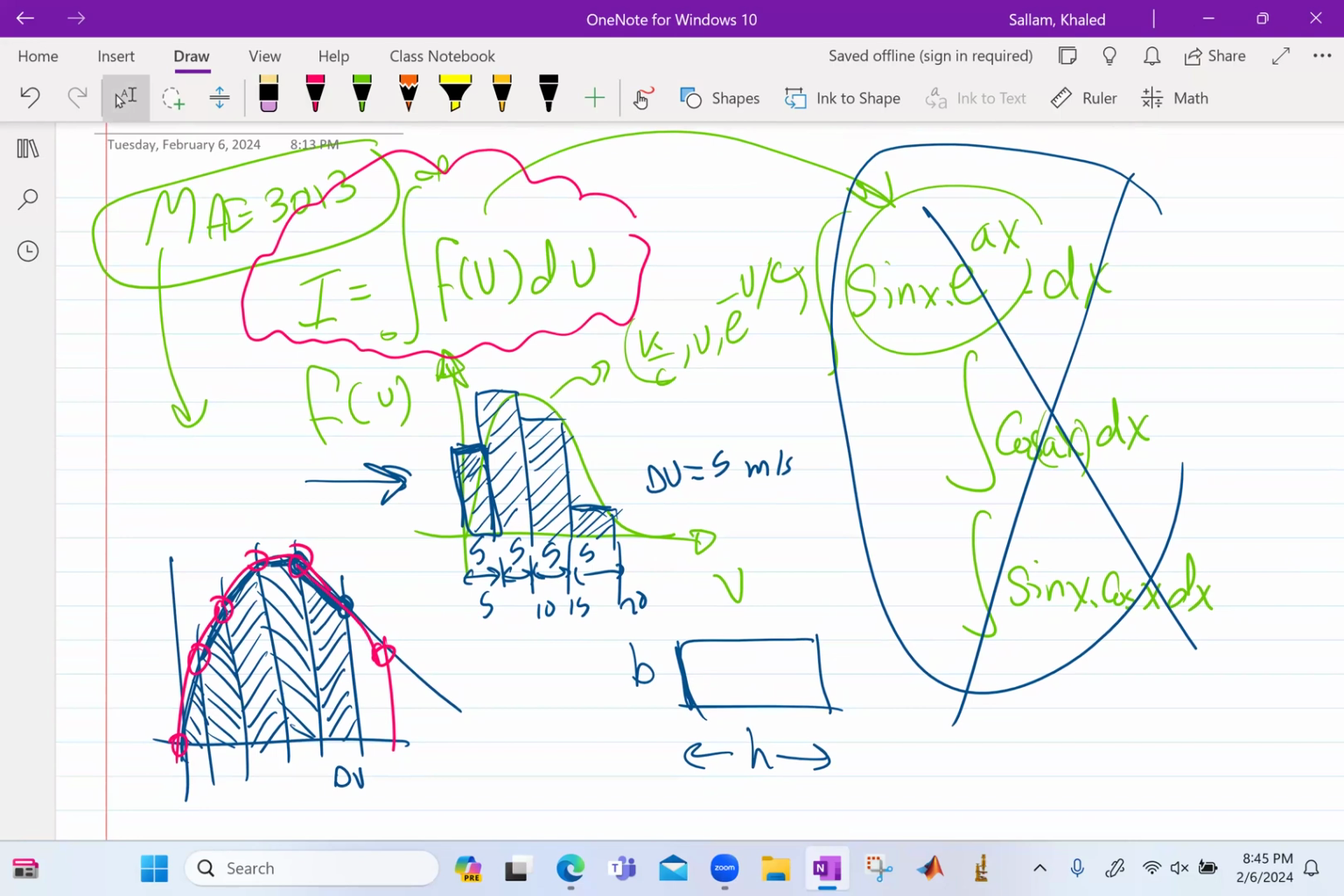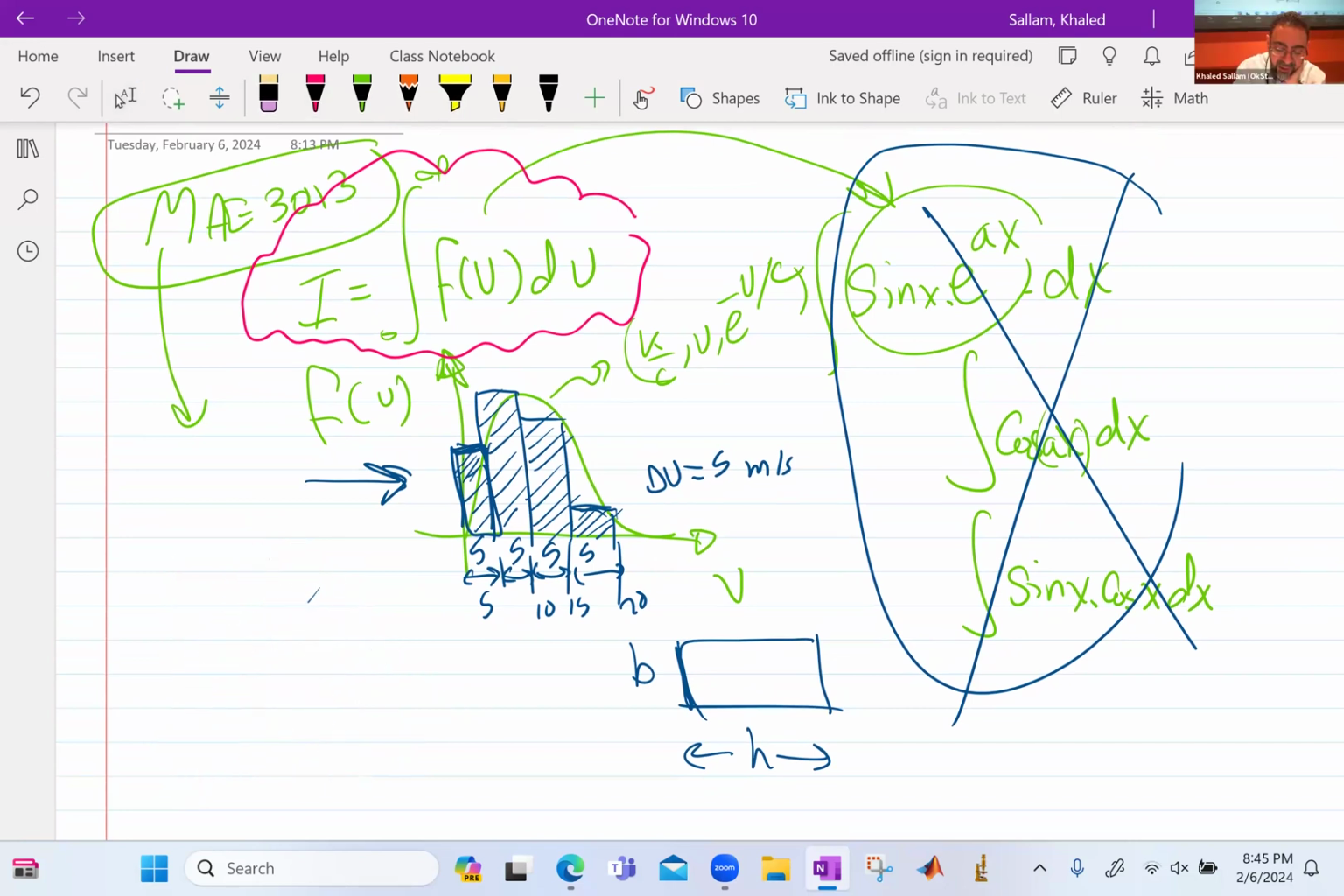Okay, so what did we say now? We said that we just want to get the area under the curve. And if we divide that curve into a bunch of rectangles, then all we have to do is delta V multiplied by the height. What's the height? Well, it's the function value at that V. So it's really f of V. That is the height of the rectangle times the base of the rectangle. And we're going to add them.